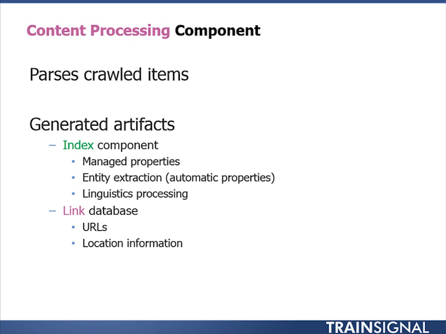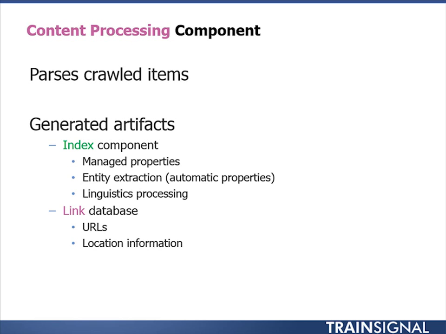Now the content processing component is going to generate a couple of different artifacts. The first artifact is the information that it's going to be sending off to the index component. And this is going to be the different properties. This is going to be performing what's known as entity extraction, or basically automatic properties, where it can detect certain keywords and automatically highlight those as people or as companies, locations. And it will also handle all of our linguistics processing as well.